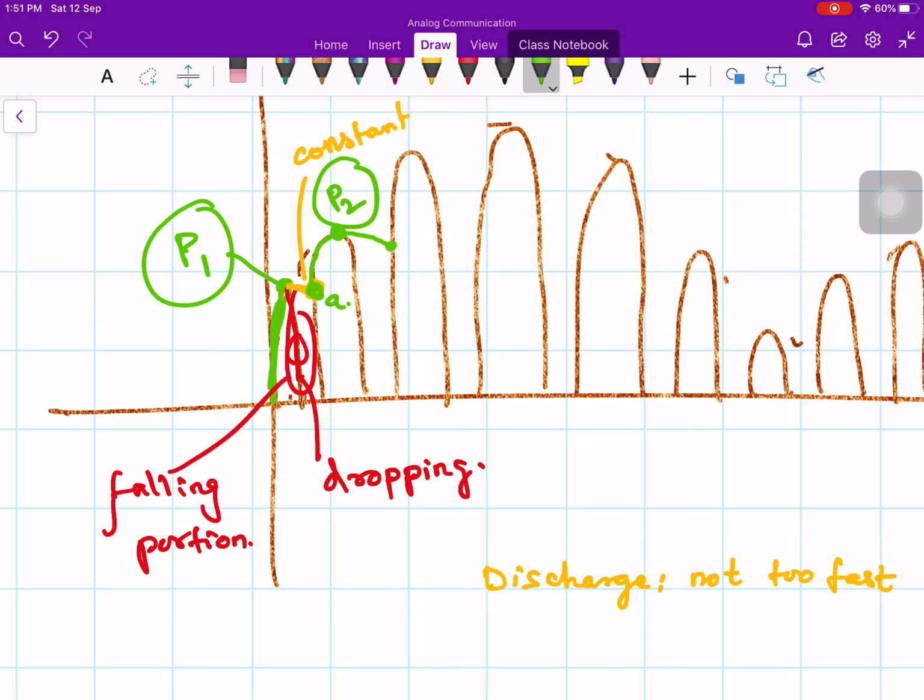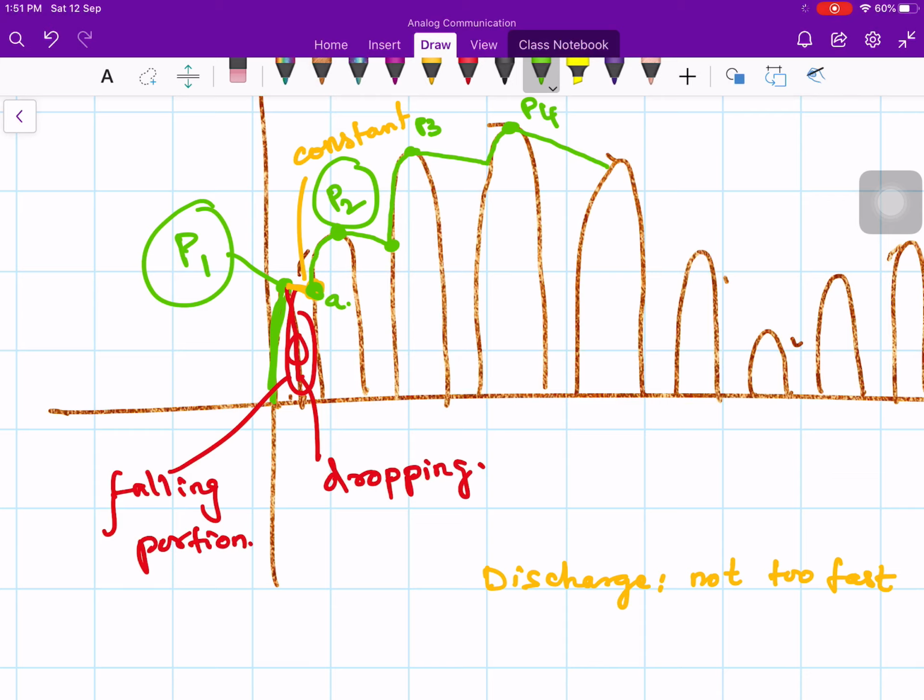By the time the next half cycle comes, then it charges, reaches the P3 value. Again it slowly discharges. Then again it charges. This is the charging portion, reaches P4, peak 4, and slowly discharges like this.